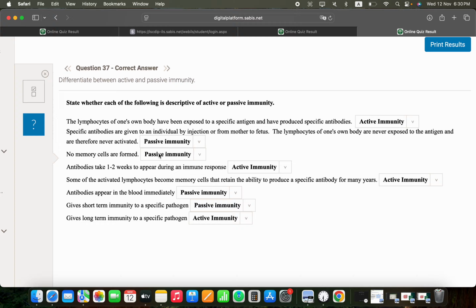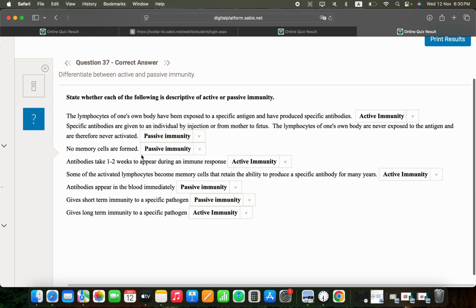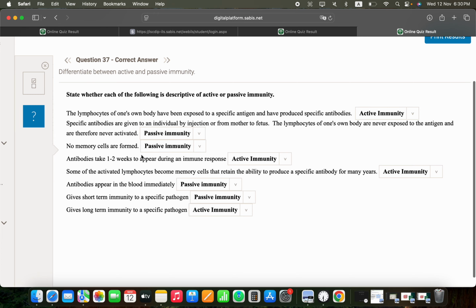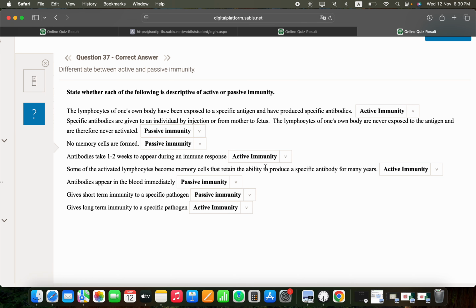Basically, active immunity is your own immunity acting up, and passive is you're being given the immunity and you don't have the capacity to fight it on your own. So it doesn't really form any memory cells. Antibodies take 1 to 2 weeks to appear during an immune response. This is active immunity because your own body is taking its time to respond and fight the infection itself.